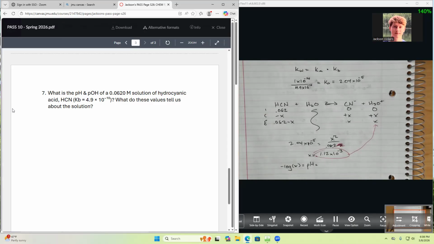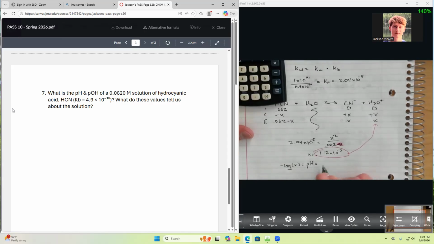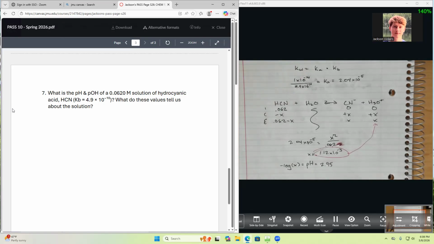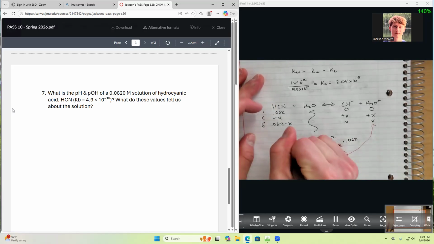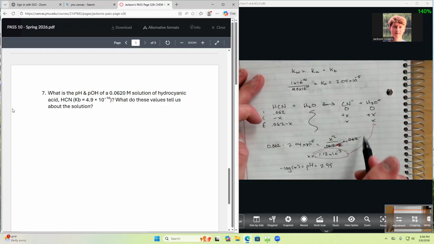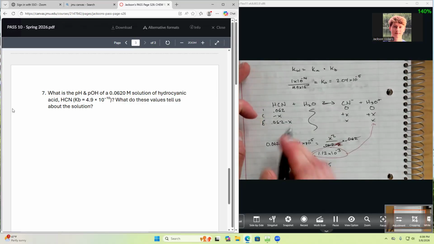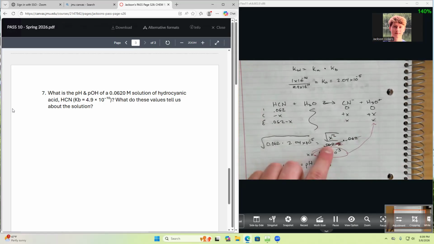As long as everything else is right, you've got the process down. Yeah, I think I did the problem right. So I multiplied both sides by 0.062. That gets rid of that denominator. And then I would take the square root of this to cancel out that exponent there.